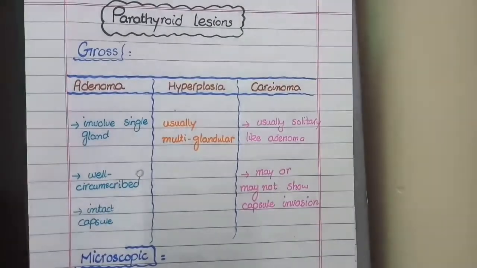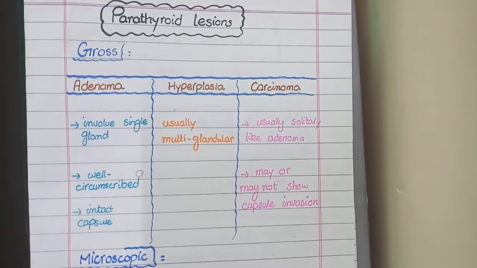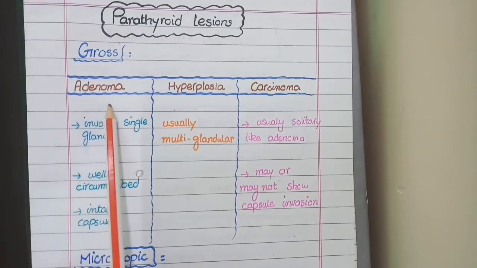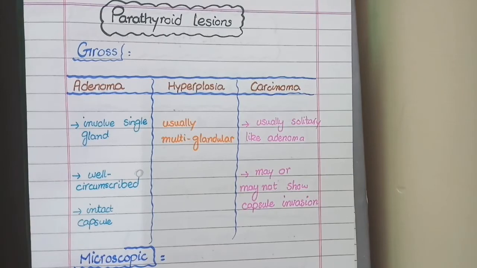Now we will move to the pathology of parathyroid glands, and we will discuss three lesions of parathyroid glands side by side. These are parathyroid adenoma, parathyroid hyperplasia, and parathyroid carcinoma. Firstly, we will discuss the gross morphology.